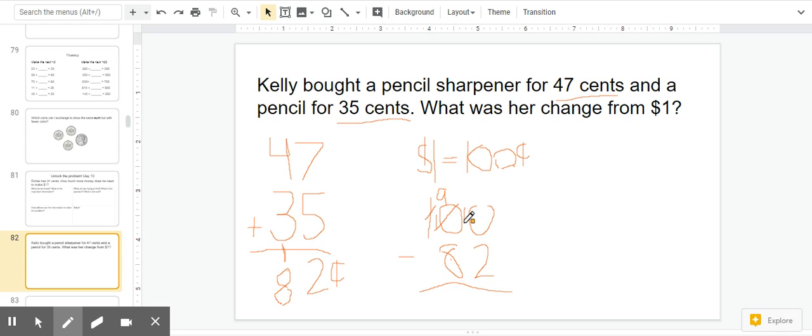I know that 10 minus 2 is 8, so I have 8 1s. I know that 9 10s minus 8 10s is 1 10. So I see that Kelly has 18 cents left. Write your answer in a full sentence and make sure you use the unit.